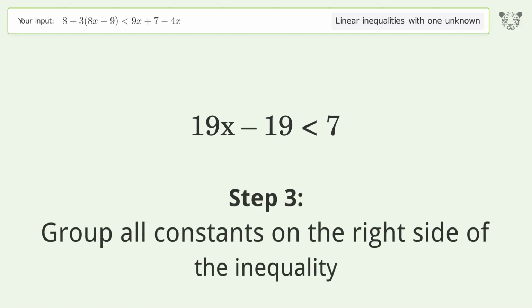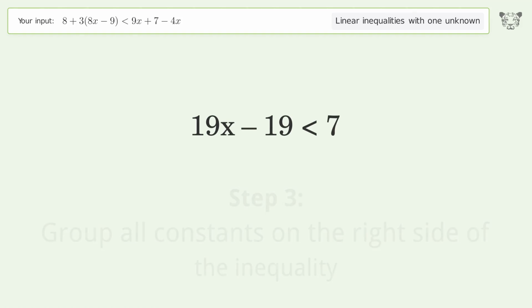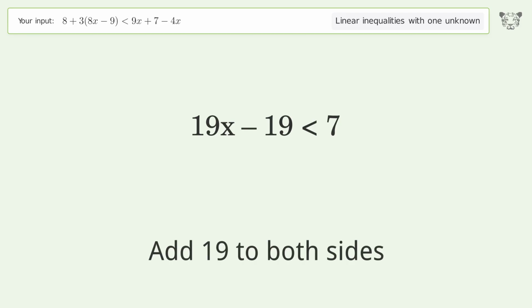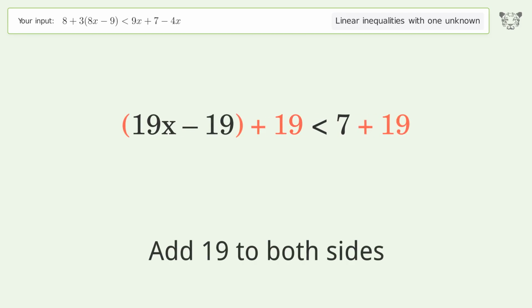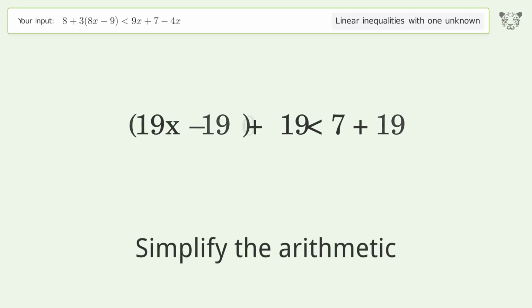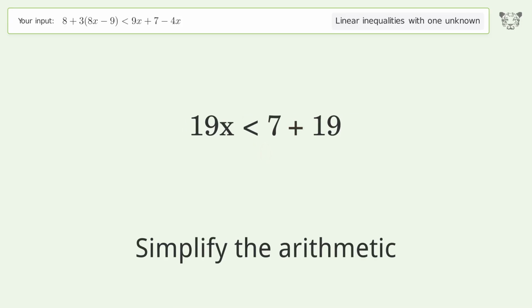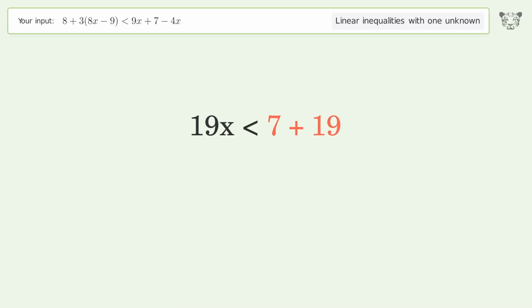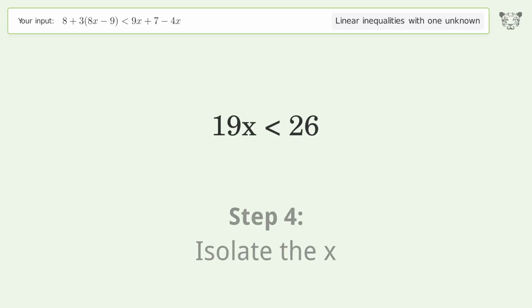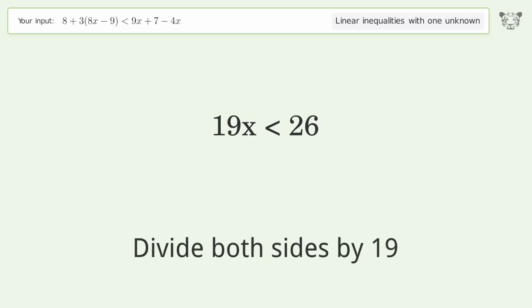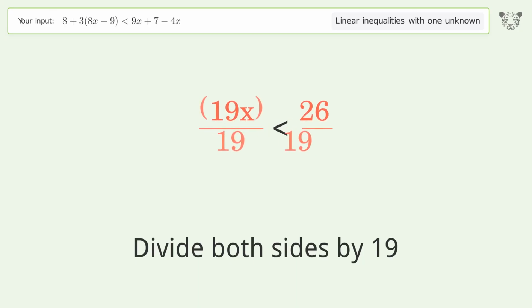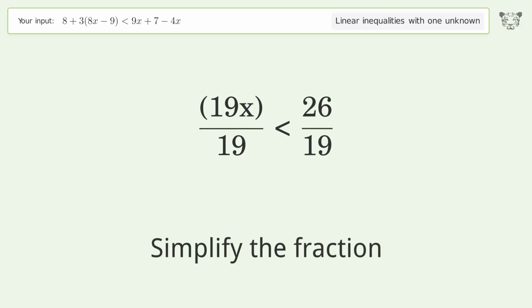Group all constants on the right side of the inequality. Add 19 to both sides. Simplify the arithmetic. Isolate the x. Divide both sides by 19. Simplify the fraction.